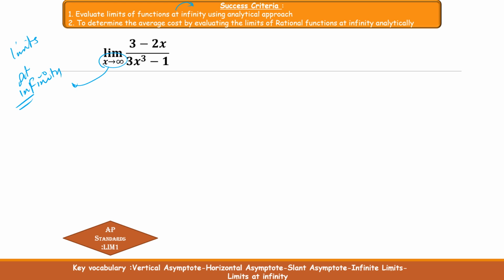Whenever the limits at infinity are given, the first thing you have to do is focus on only denominator. Okay, so we are going to focus only on denominator. One second, let me erase this thing. And let's check where we are focusing only on denominator. That means it is 3x cube minus 1.